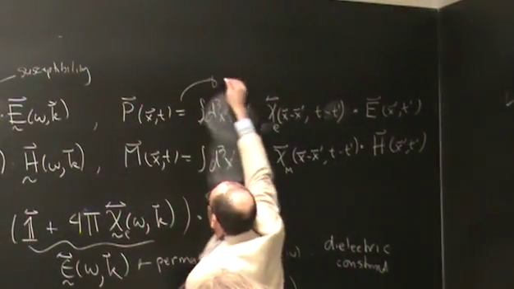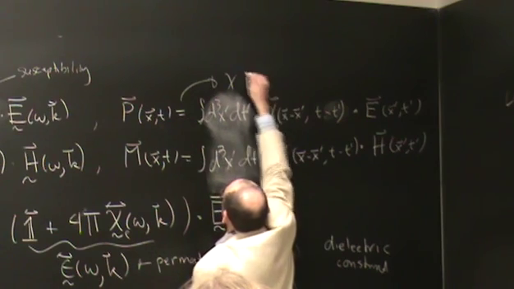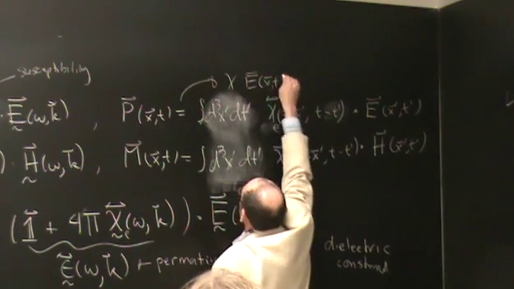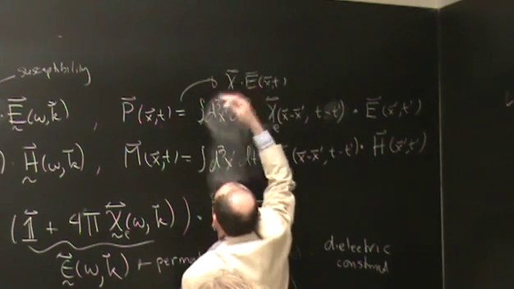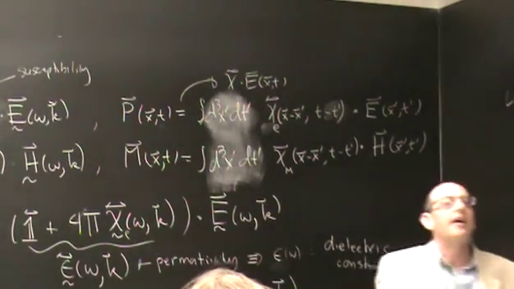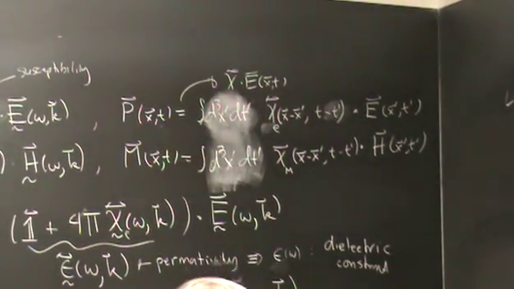The same thing would be true for P. P would just be equal to, in the non-dispersive case, chi P. Perhaps it's a tensor, perhaps it's not. It doesn't matter. That's a non-dispersive, isotropic, amorphous response.